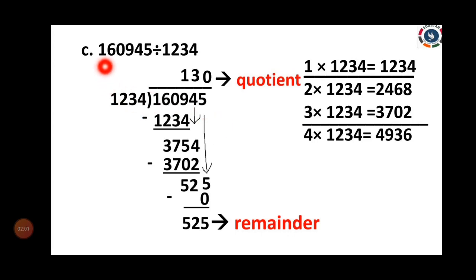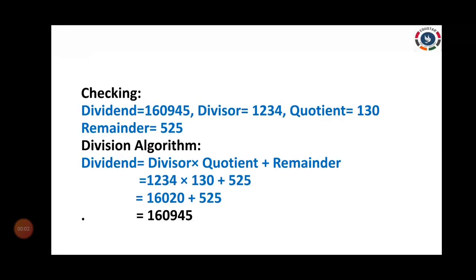C, 1,60,945 divided by 1,234. If you are dividing, we are getting the quotient 130 and remainder 525. Dividend equal to 1,60,945. Divisor equal to 1,234. Quotient is equal to 130. Remainder is equal to 525.